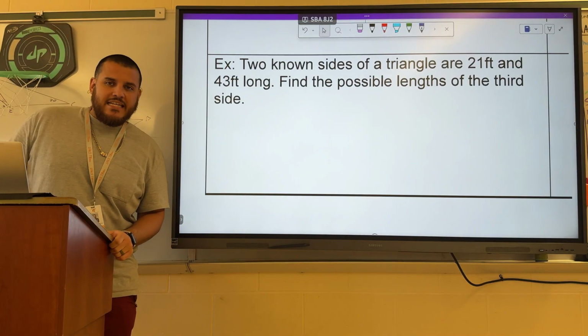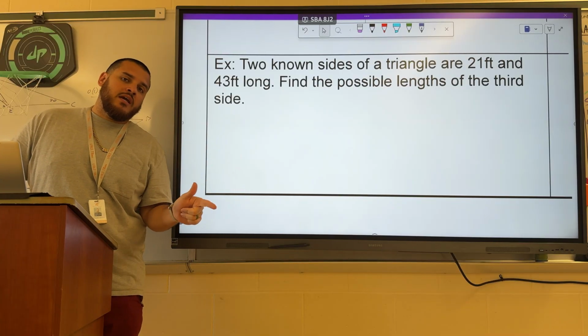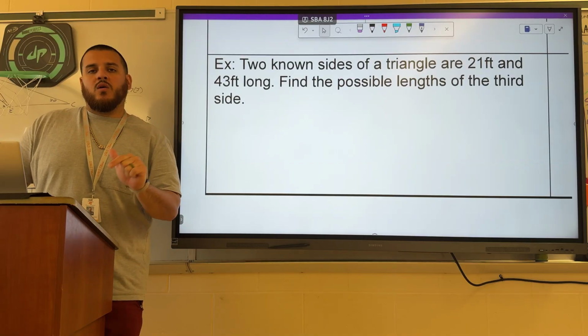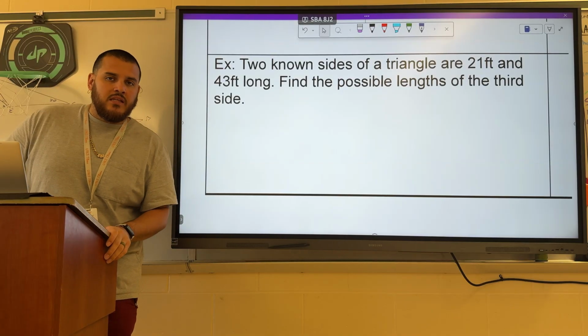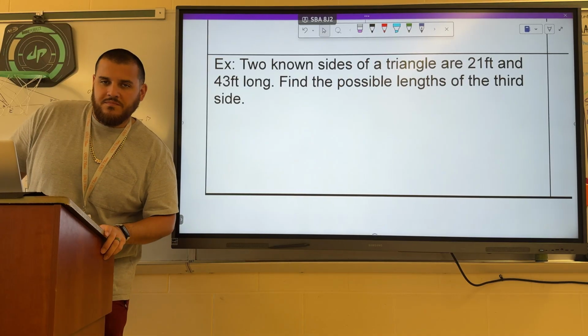Okay, let's see if you can do this on your own. Remember, we're going to take our two known side lengths, we're going to add them and subtract them. Those are going to represent our limits, and then we're going to write accurate inequalities for the possible length of the third side of this triangle. Go ahead and pause the video, try it on your own.